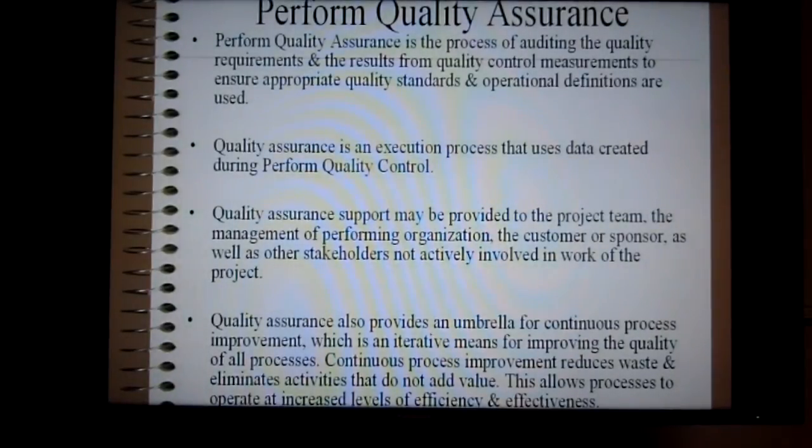Quality assurance also provides an umbrella for continuous process improvement, which is an iterative means for improving the quality of all processes. Continuous process improvement reduces waste and eliminates activities that do not add value. This allows processes to operate at increased levels of efficiency and effectiveness. This is what I discussed earlier within the quality management chart. This is where quality assurance and perform quality control weave together.